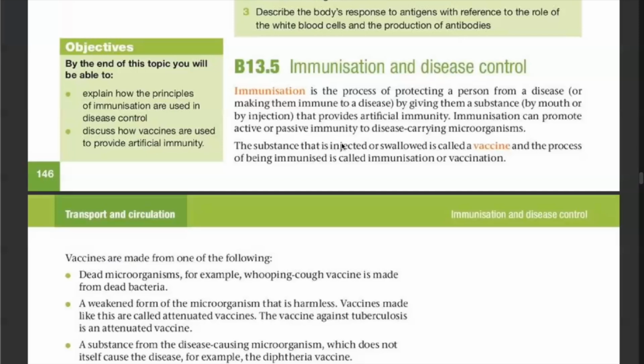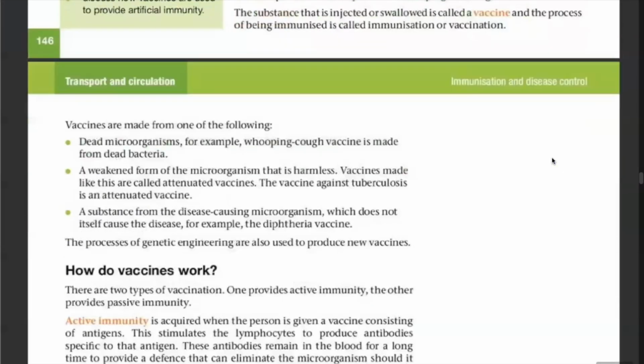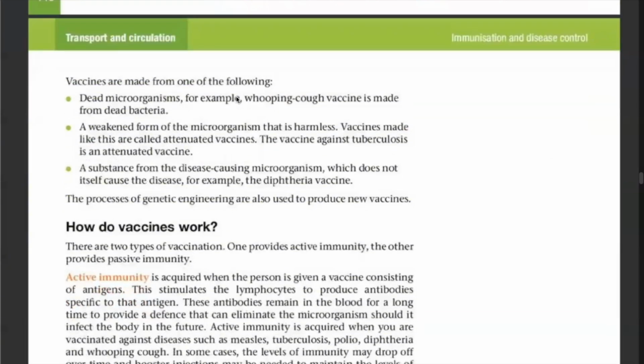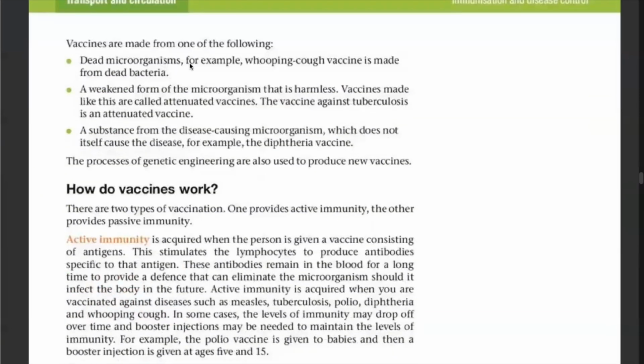Now, the substance that is injected or swallowed is called a vaccine. And the process of being immunized is called immunization or vaccination. So whenever you think about artificial immunity, we're thinking about immunization, or what we know as vaccination. Now, vaccines are made from one of the following. They are made from either dead microorganisms. For example, whooping cough vaccine is made from dead whooping cough bacteria. They are made from a weakened form of the microorganism that is harmless. Vaccines made like this are called attenuated vaccines.